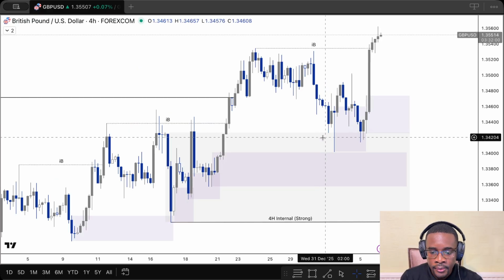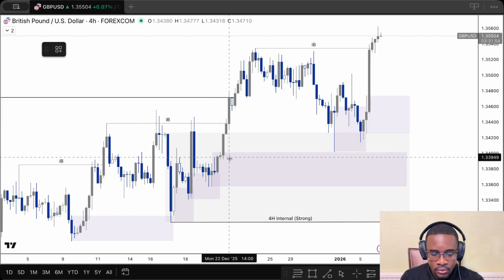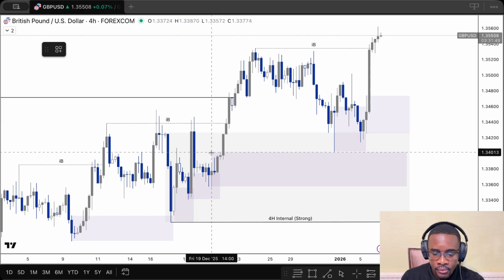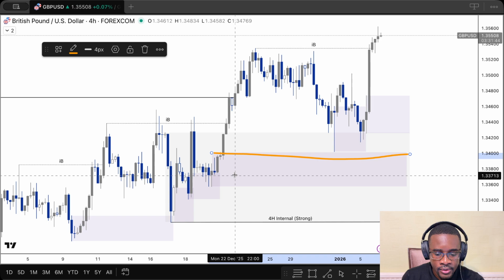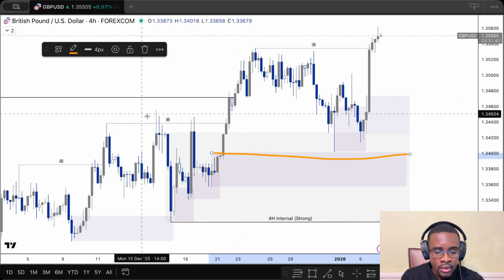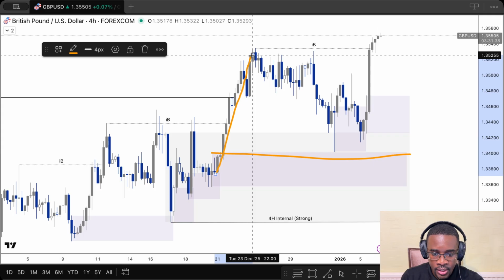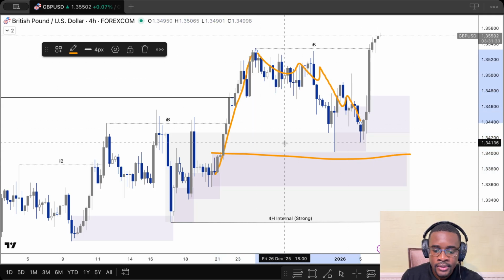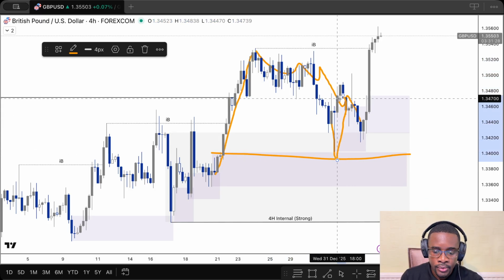Looking at the 4-hour, we had this 4-hour demand POI that was nested in the daily. Because price on the 4-hour is bullish, we had broken structure to the upside, and then we had this small corrective retracement. So we're expecting price to mitigate and then continue bullish.